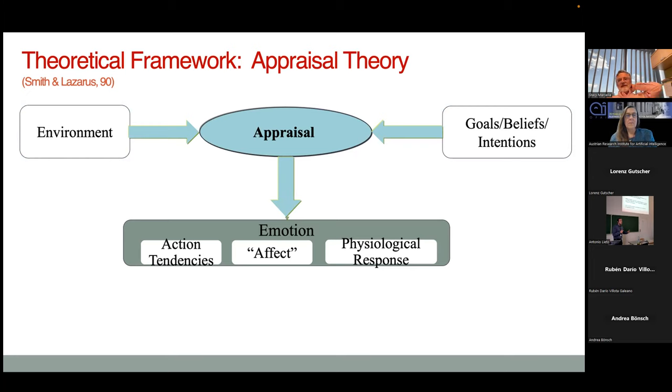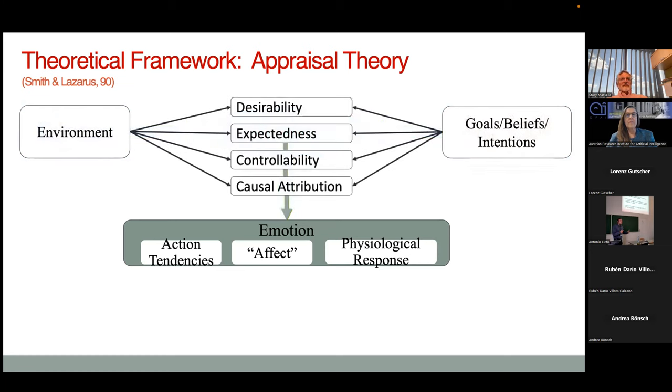And what makes appraisal theory relatively easy to computationally implement is this appraisal process is laid out in terms of these appraisal dimensions. So is the bird flying in the window desirable? Was it expected? Was it controllable? Who's to blame? So basically, those kinds of appraisal dimensions lead to a certain pattern of appraisal as to whether the event is desirable or expected or controllable or not. And that leads to different kinds of emotional responses. So if an undesirable event happens that's unexpected but controllable, that may lead to anger. But if it's not controllable, that'll lead to a fear response. So basically, the pattern of appraisals determines what kind of emotional response you have.